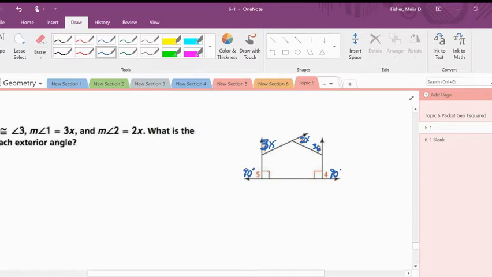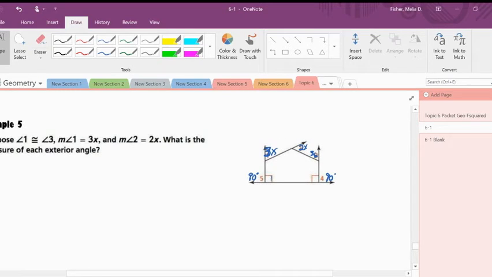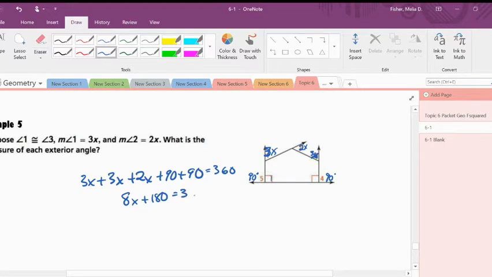We know that the total of the exterior angles has to be 360. So we can add these together: 3x plus 3x plus 2x plus 90 plus 90. That's 8x plus 180, and that has to total 360. If we subtract 180 from both sides, we get 8x equals 180.